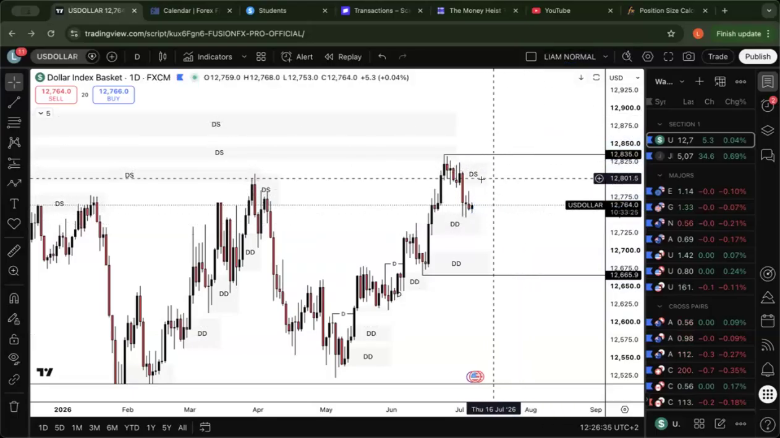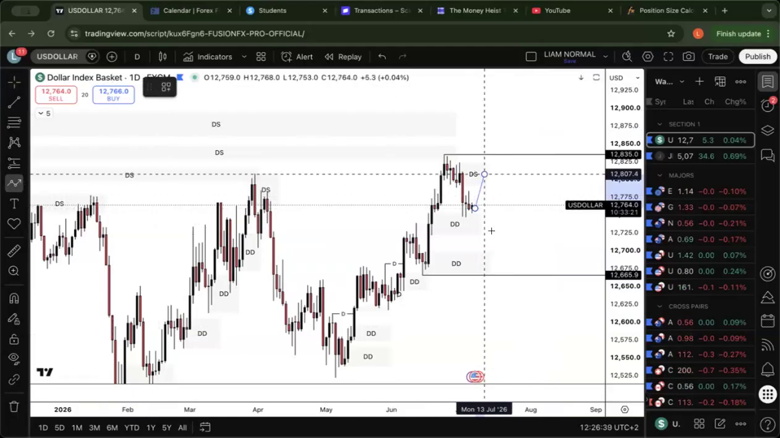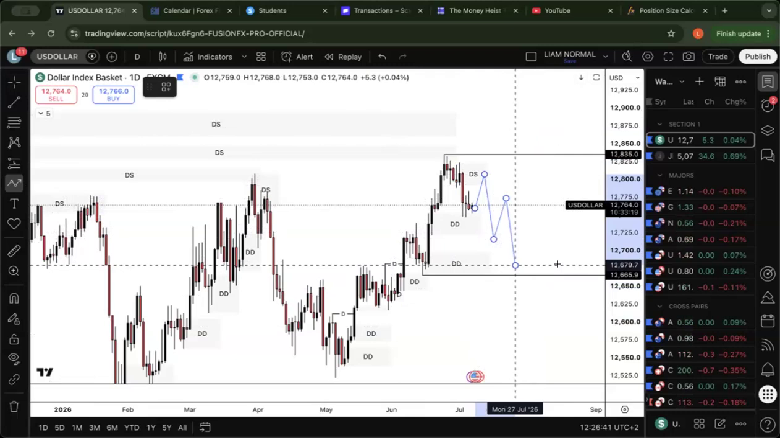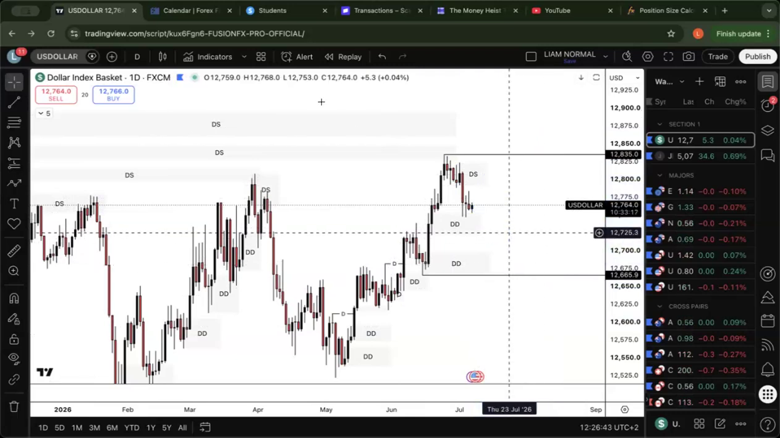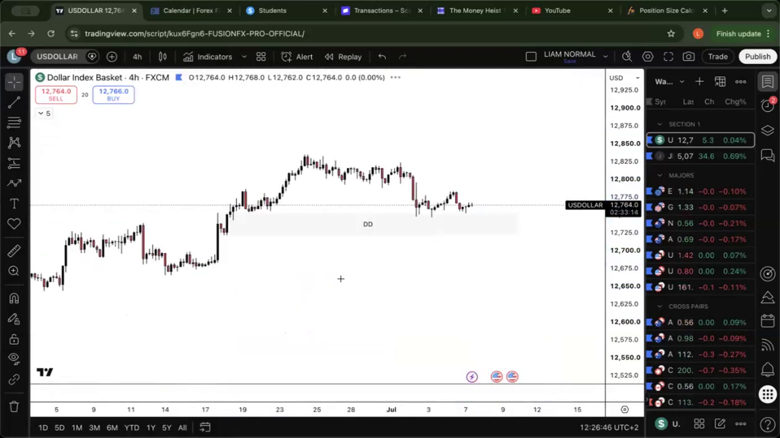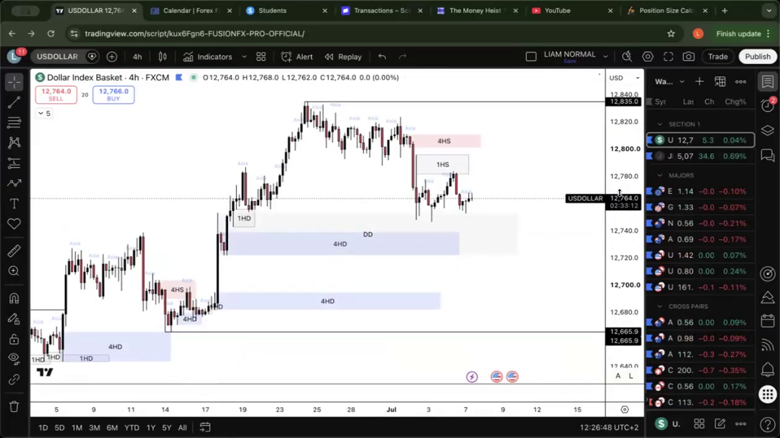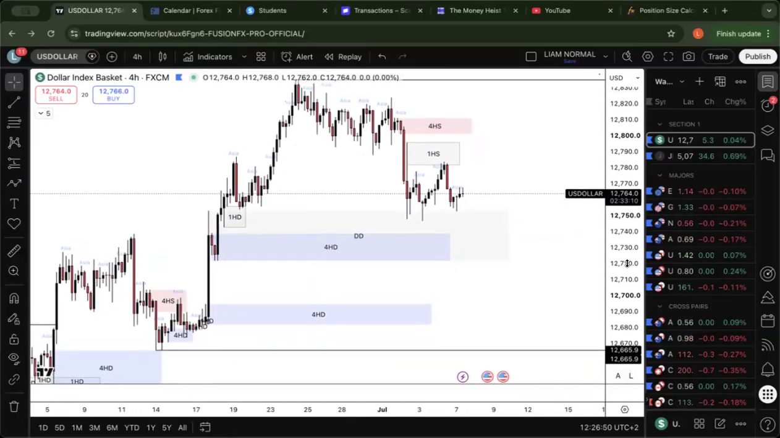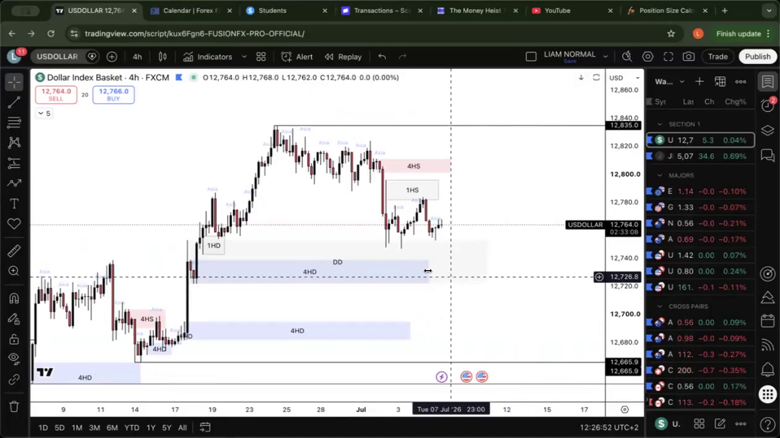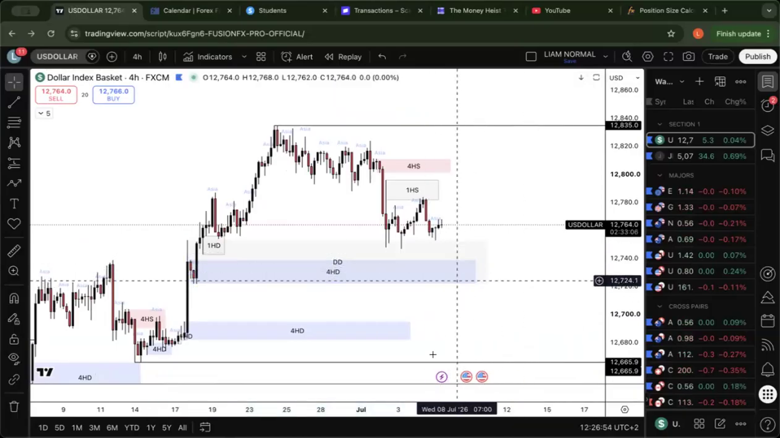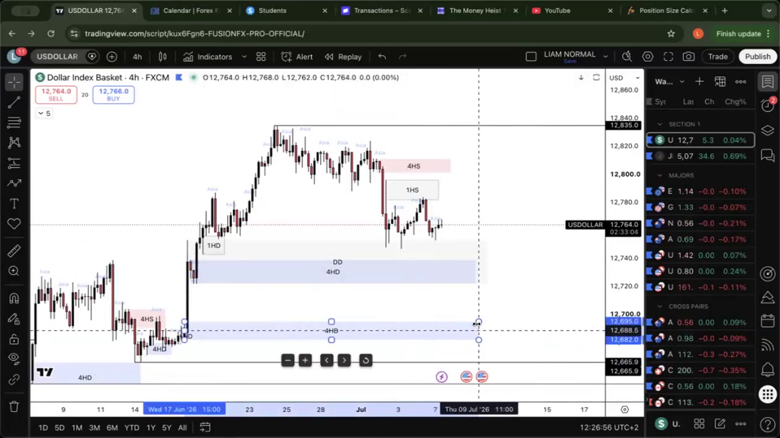So please be aware of this daily supply area, because if we do carry on shorting, we could see this scenario happen. So pretty clear, hopefully that makes sense. Now, going into the lower time frames, not much has happened since yesterday. Of course, you'll notice that we talked about this 4-hour demand area, and this 4-hour demand area below that as well.